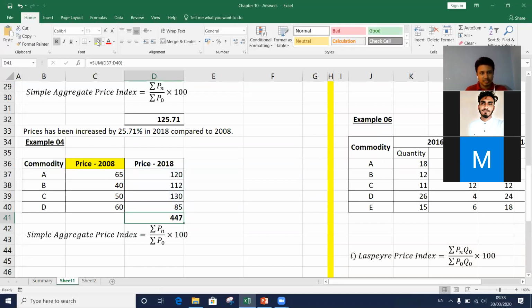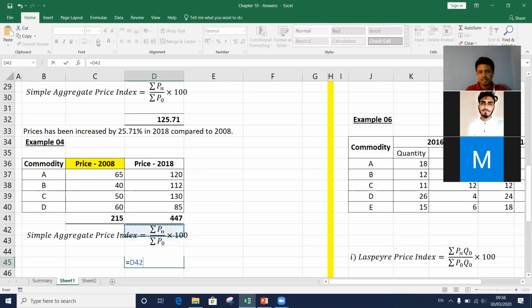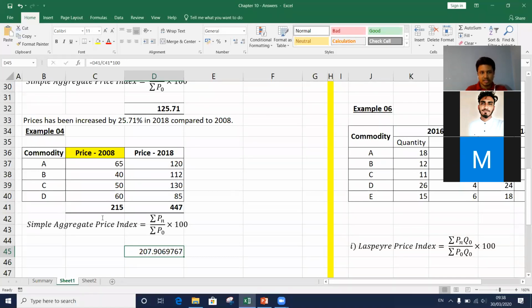447. Sigma P naught, the base year prices, will equal to. Then we can calculate the simple aggregate price index. Current year prices sum is 447, and base year prices sum is 215, into 100.